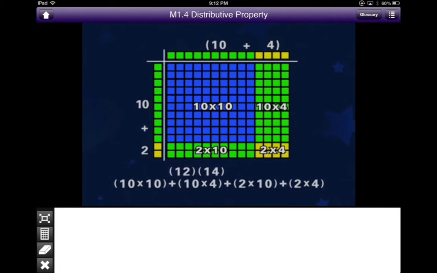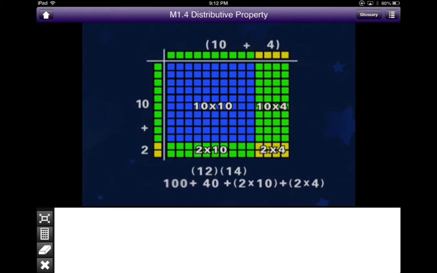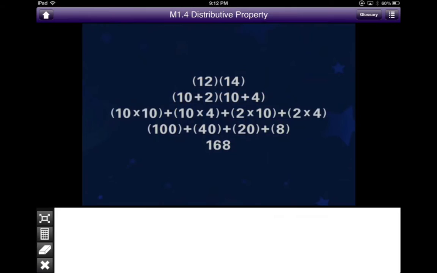Now let's simplify the partial products. 10 times 10 is 100. 10 times 4 is 40. 2 times 10 is 20. And 2 times 4 is 8. And 100 plus 40 plus 20 plus 8 is 168. So the product of 12 times 14 is 168. Okay. Hopefully you can see how they broke that down.